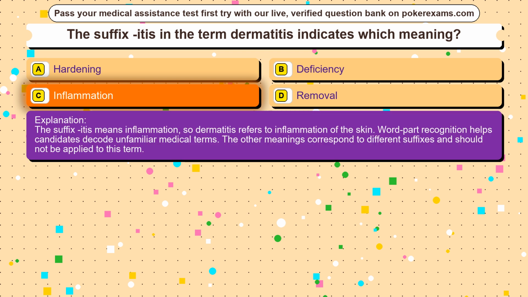The suffix itis means inflammation, so dermatitis refers to inflammation of the skin. Word part recognition helps candidates decode unfamiliar medical terms. The other meanings correspond to different suffixes and should not be applied to this term.